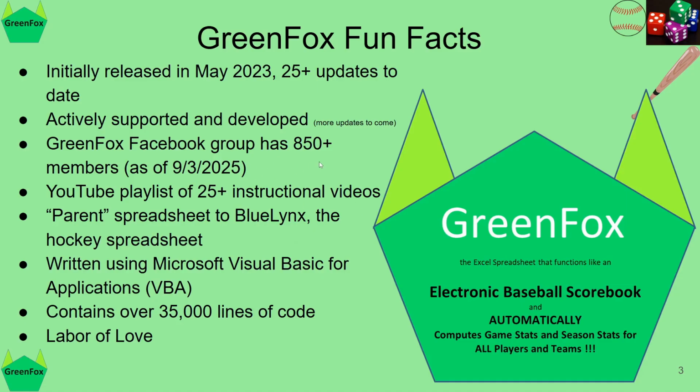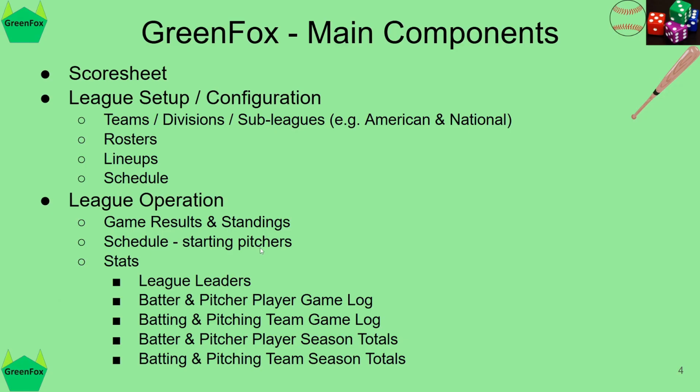So let's get into more of the details now of some of the features. I think of GreenFox as having three main components. It has a score sheet, it has league setup and configuration components, and it has league operation components. I list the score sheet here first, even though maybe it should be listed second, because typically you will set up your league first, then start playing your games using the score sheet, and then keep track of your league using the league operation components.